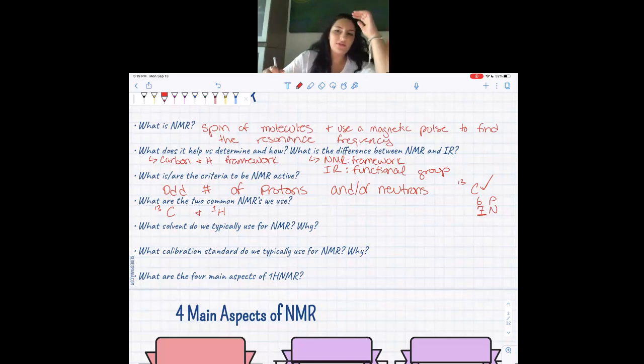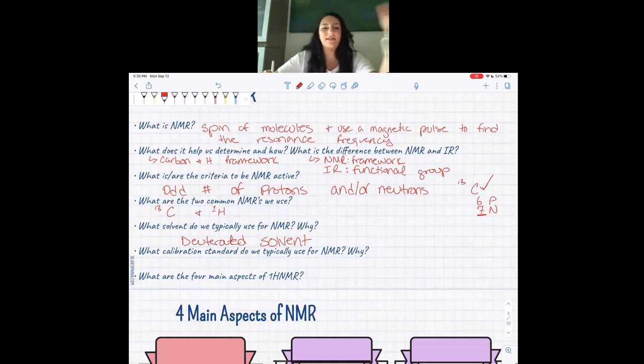For those two NMRs, the type of solvent that we're going to use is a deuterated solvent. The reason we use this is because deuterium, which is an isotope of hydrogen, has its own NMR. So it doesn't mix with hydrogen or carbon NMR, so it doesn't produce any weird peaks. It doesn't interact. And the one that we use most often is CDCl3.